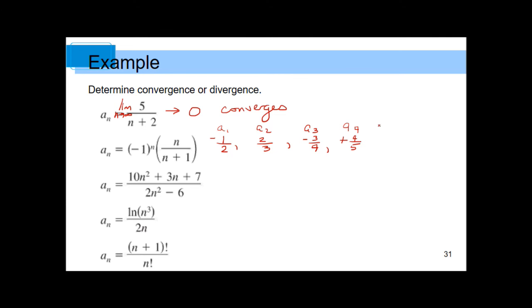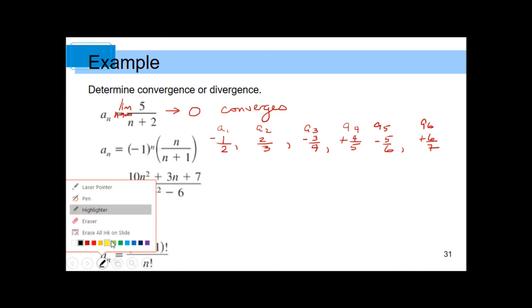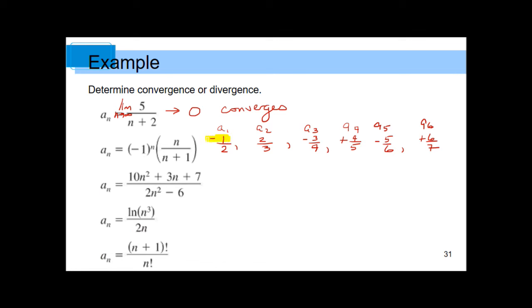Let's keep going, because I think it'll be a little bit more clear if we just keep going. So let's do a couple more. A sub 5 is going to be negative 5 sixths. A sub 6 is going to be a positive 6 sevenths. So what I want to point out to you is if you look at just the negative terms, let me get a highlighter. Just looking at negative 1/2, negative 3/4, negative 5/6, we notice that the terms in yellow here are getting closer and closer to negative 1.